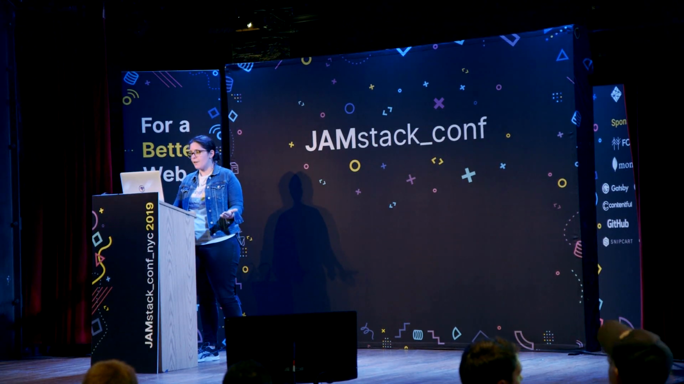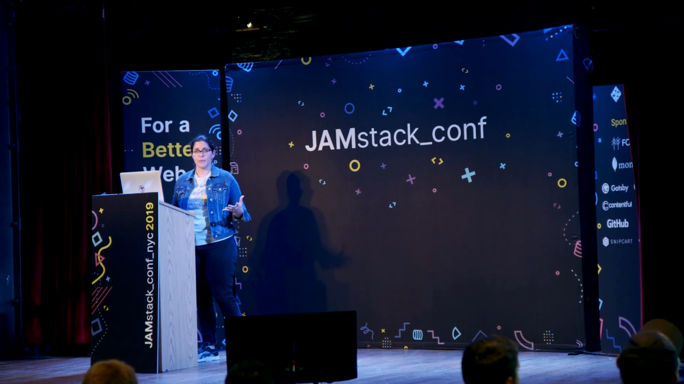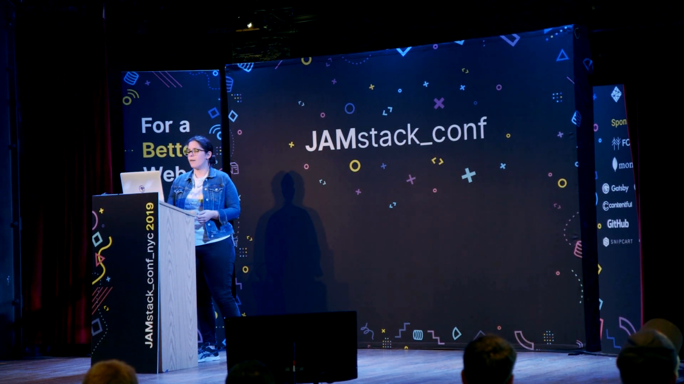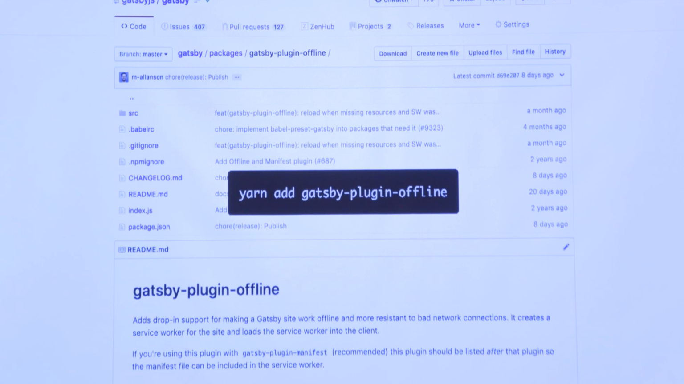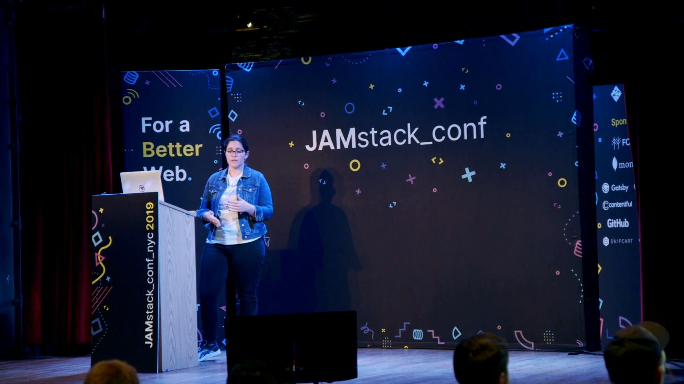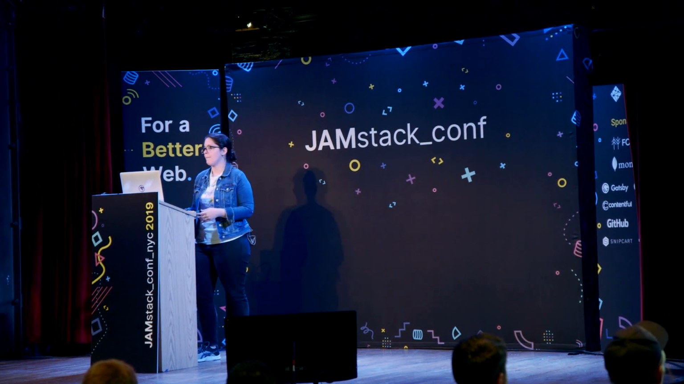And in Gatsby, for adding a service worker, again, we turn to the plugin ecosystem. The offline plugin adds drop-in support for making a Gatsby site work offline and more resistant to low-quality network connections. It creates a service worker and loads it in the client for you. This plugin works best with the manifest plugin, which, when used together, get you most of the way toward fulfilling the baseline requirements for a progressive web app.